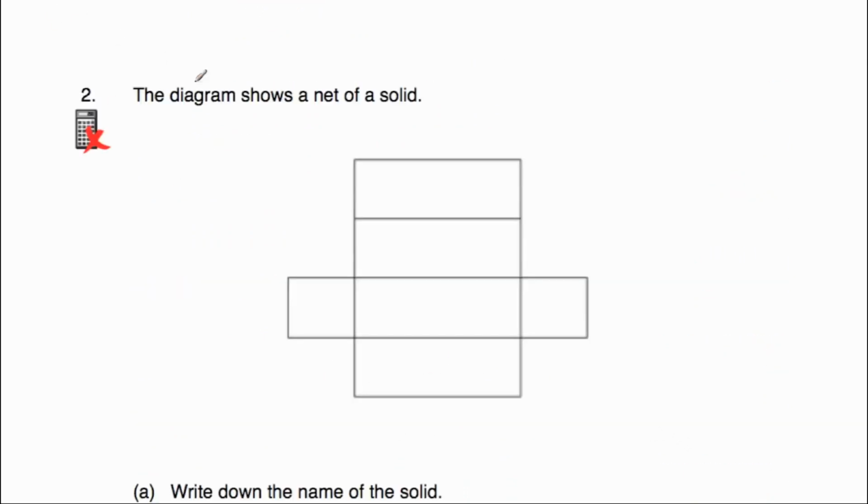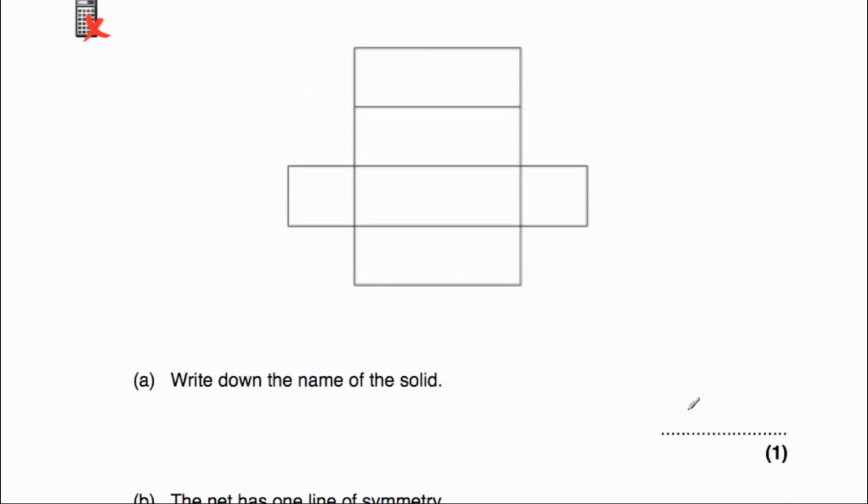Okay, question number 2. The diagram shows the net of a solid. Here we've got a net, and as you can see, it would be a cuboid if you folded round the 1, 2, 3, 4 rectangles and then folded up the 2 squares. Question 2a says write down the name of the solid. Well, it's a cuboid.